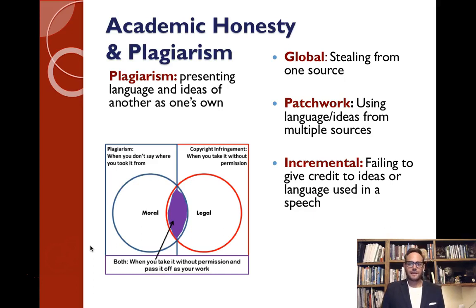So what is academic honesty, and what is dishonesty and plagiarism? Well, essentially, at the core, plagiarism is presenting language or ideas of another as one's own. So we see on this graph over here, we have the legal aspect, which is just taking or borrowing something that isn't yours or without permission. So, copying and pasting an essay is illegal. So legally that's wrong. Plagiarism is where we don't say where we took it from.